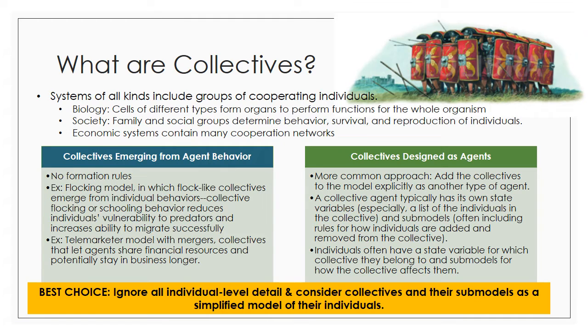The second one is those that are designed as agents. For example, the student body at a university or a pack of wolves. For those collectives, we have rules on how new individuals are added. In NetLogo, we typically want to consider collectives and their submodels as a simplified model of the individuals. This simplifies our coding considerably.